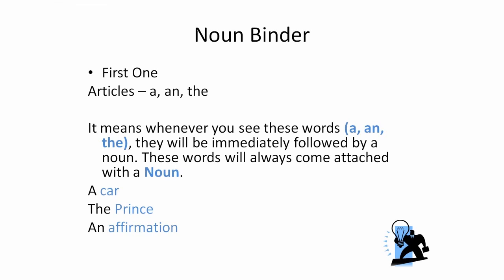The first one is called articles, a and the. Now, as we mentioned before, it means that whenever you see these words, a and the, they will immediately be followed by a noun. Like you can see here, a car, the prince, an affirmation. Now, affirmation is a noun because I see T-I-O-N, shun. Shun is a suffix for noun, so therefore even that's a noun. So, the point is, whenever you see articles, they are usually immediately or not, but they are usually followed by a noun. So, therefore we call articles as noun binders.